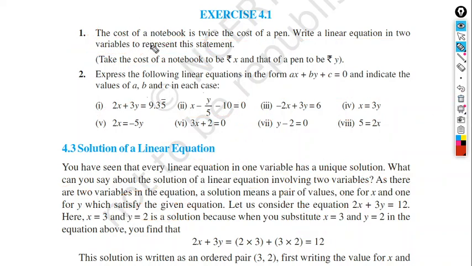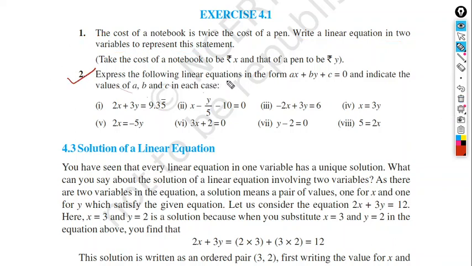Is it asking us to solve? It's just asking you to write a linear equation in two variables to represent the statement. You just write the linear equation. You don't need to solve. Now we'll move to question number 2.